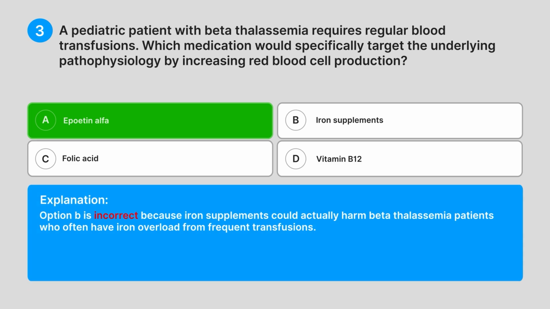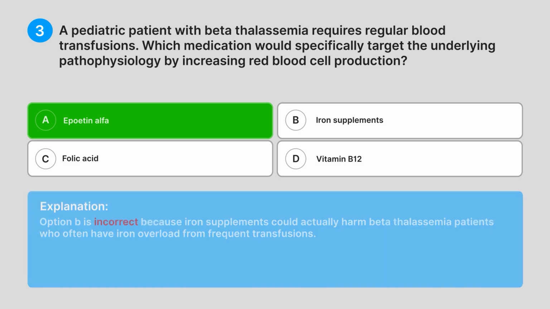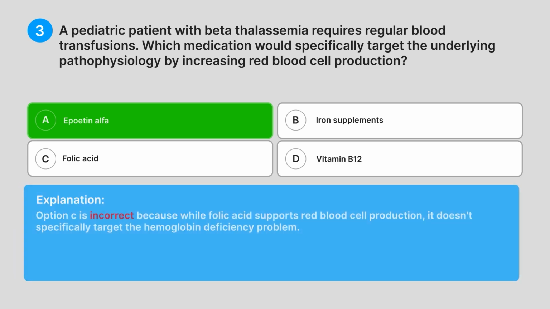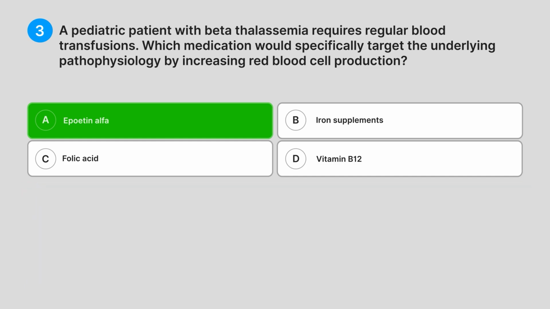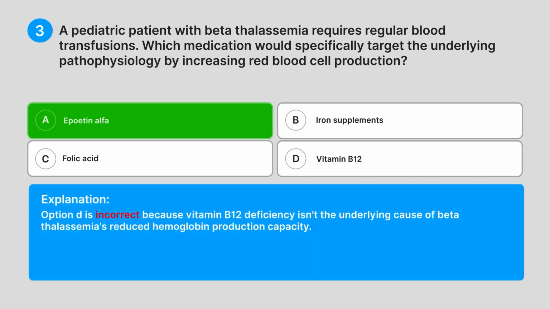Option B is incorrect because iron supplements could actually harm beta thalassemia patients who often have iron overload from frequent transfusions. Option C is incorrect because while folic acid supports red blood cell production, it doesn't specifically target the hemoglobin deficiency problem. Option D is incorrect because vitamin B12 deficiency isn't the underlying cause of beta thalassemia's reduced hemoglobin production capacity.